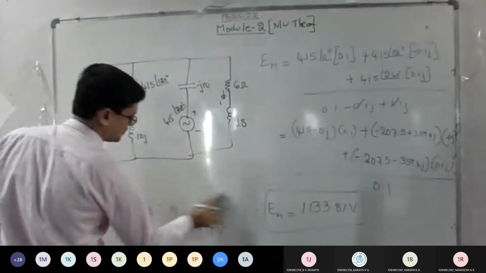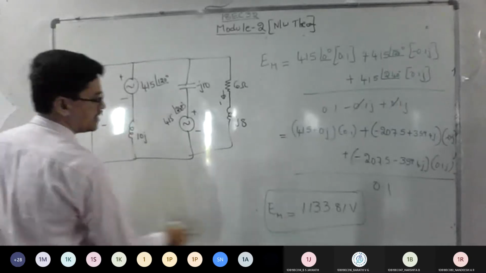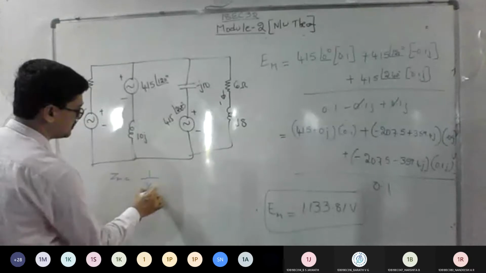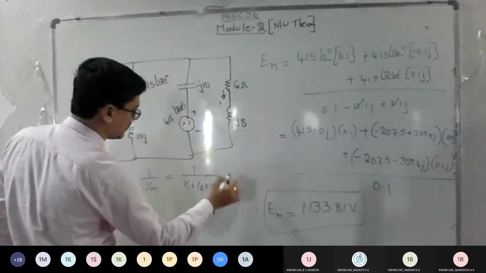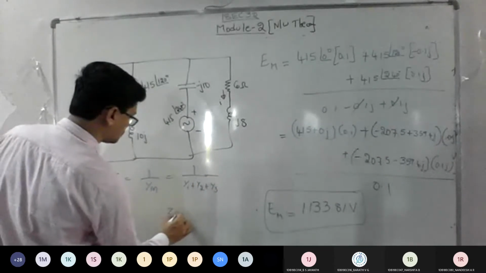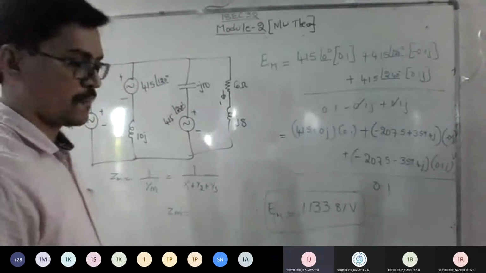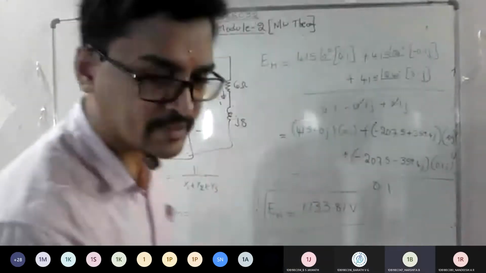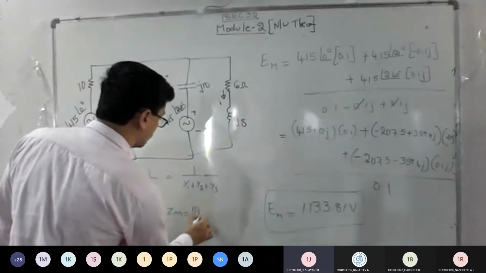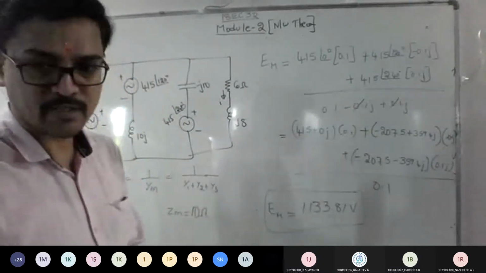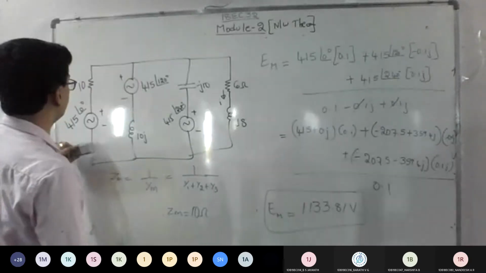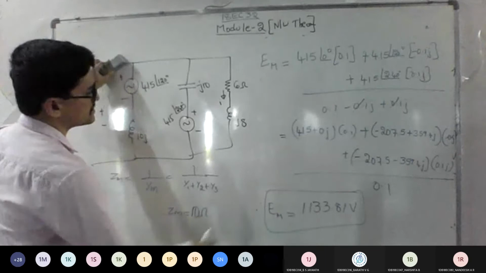In the same way you calculate your VM. EM is nothing but VM only. So what about ZM now? It is 1 by YM, which means 1 by Y1 plus Y2 plus Y3. How much here? 10 ohms. So you got the equivalent voltage as well as the equivalent impedance, and I am going to replace them here.